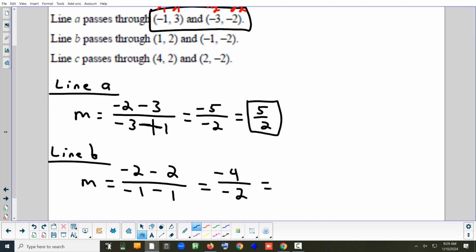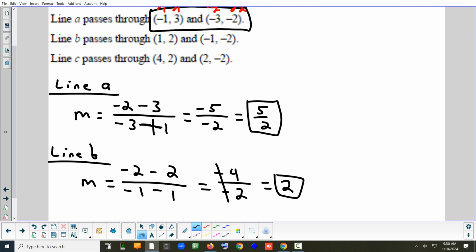That would make a positive because you're dividing a negative by a negative. What's 4 divided by 2? If you take $4 and split it between two people, how much does each person get? Two. Yeah, so not a half, we get two.